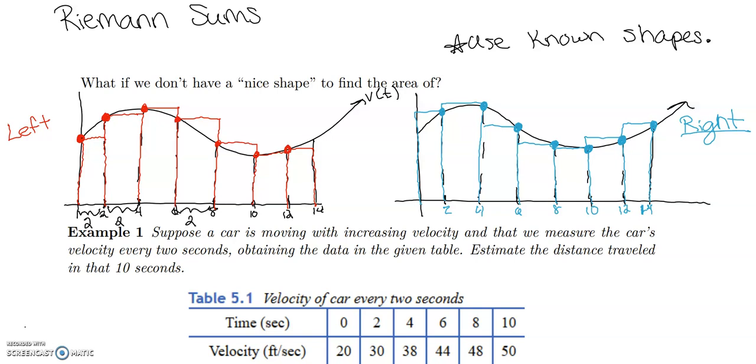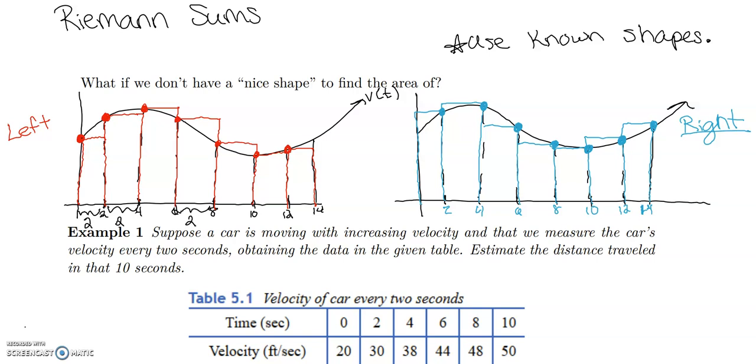Okay, so in the last video, we built up this idea of these Riemann sums, these rectangles that we're essentially imposing over a function to be able to estimate the area underneath of a function. So let's go ahead and see what that looks like when we're given an example with a table.